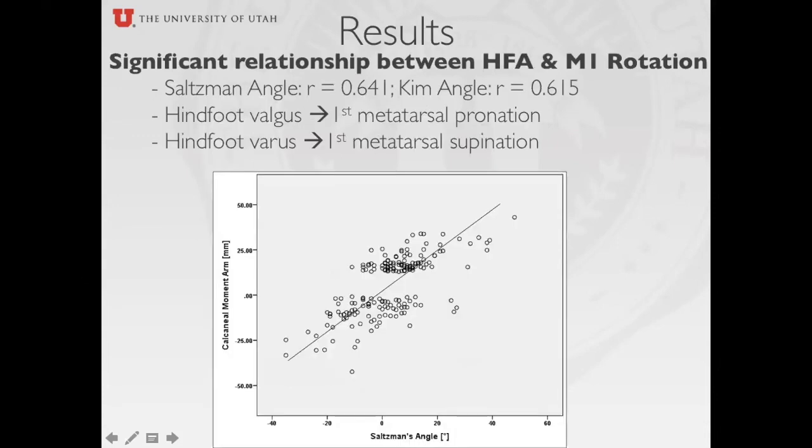We found a significant relationship between hindfoot alignment and first metatarsal axial rotation, where hindfoot valgus was significantly associated with first metatarsal pronation, and hindfoot varus significantly associated with first metatarsal supination. And as those hindfoot deformities worsened, so did the axial malrotation of the first ray.